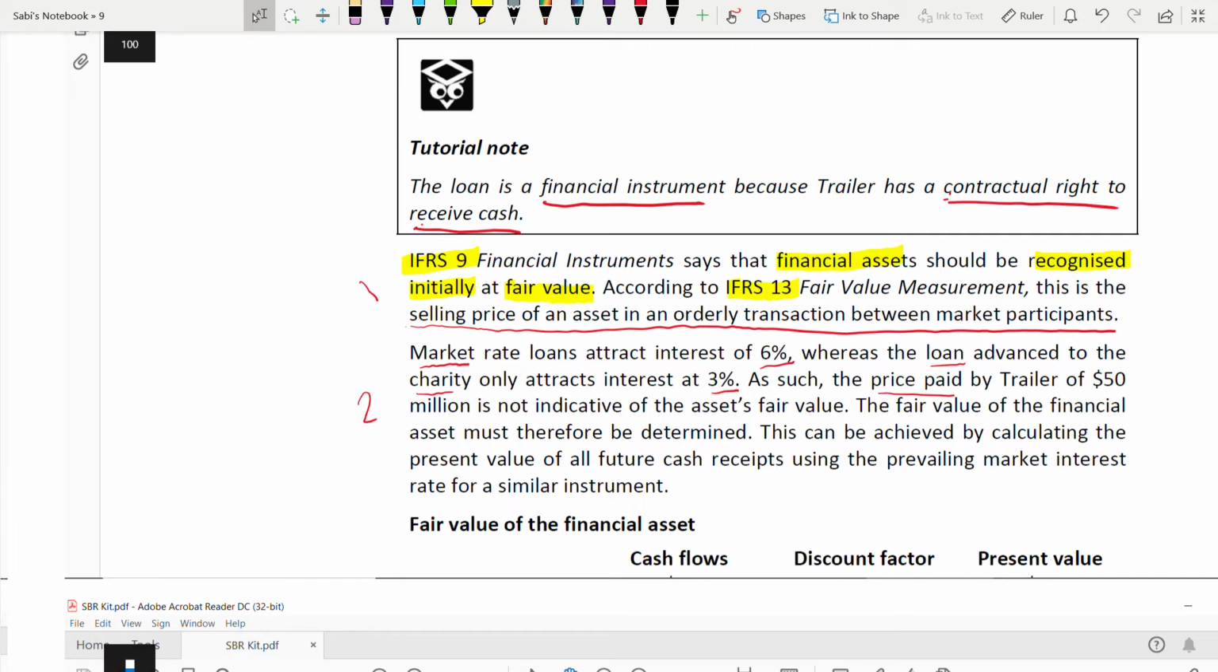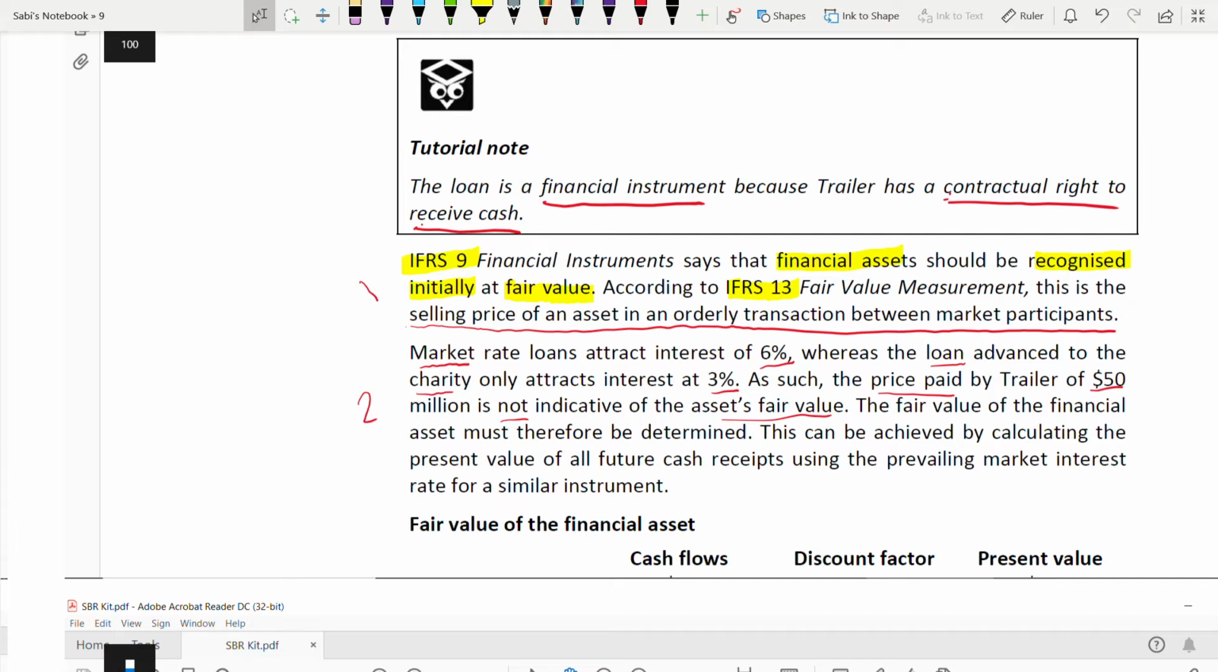The price paid of 50 is not indicative of the asset's fair value. Is it a fair value? Can you say it's the asset's fair value, the 50 million which is paid? See what was the price of the loan. So the next point, you talk about the price of the loan. You have to talk about whether it's a fair value or not. When you talk about fair value, always mention whether something is fair value or not. If something is fair value, you measure it at that only.